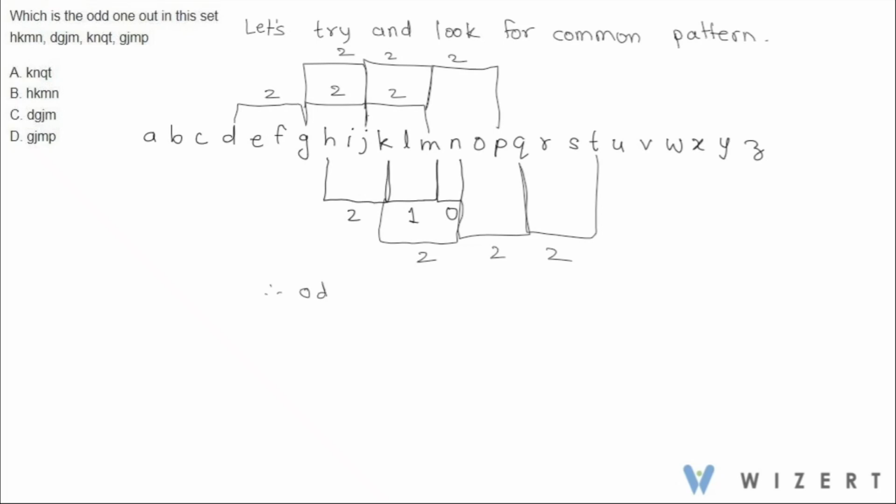Therefore, odd member is G. Sorry, not G. It starts with H. So the odd member is H, K, M, N. So answer is option B.